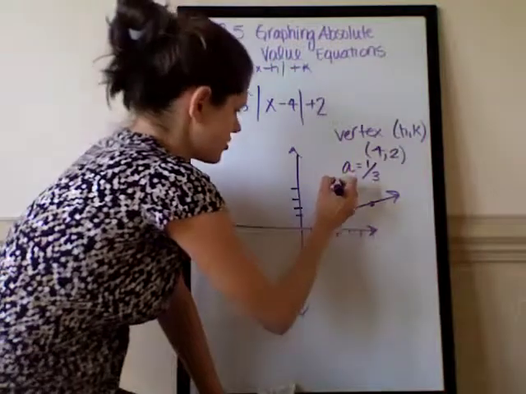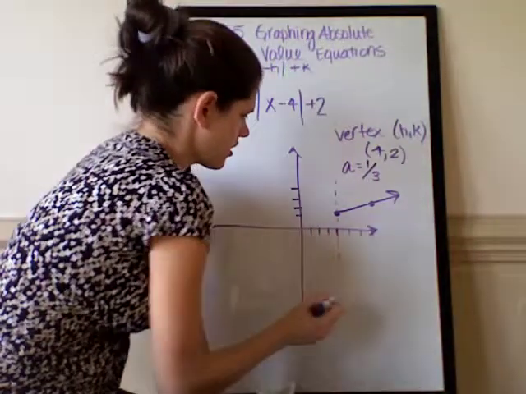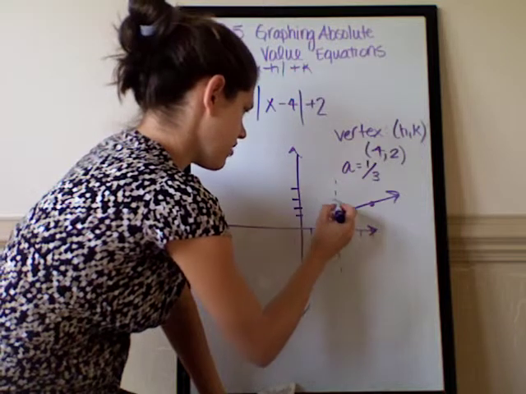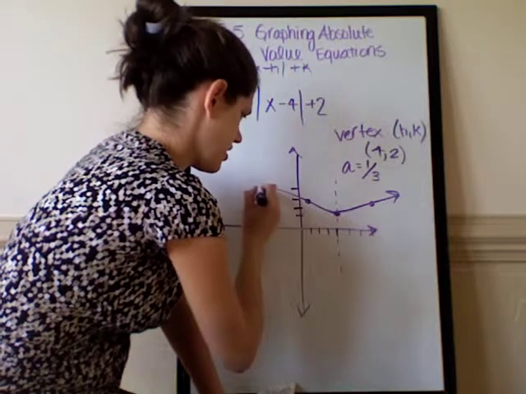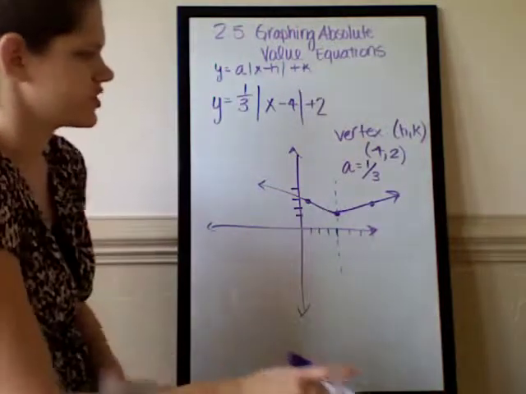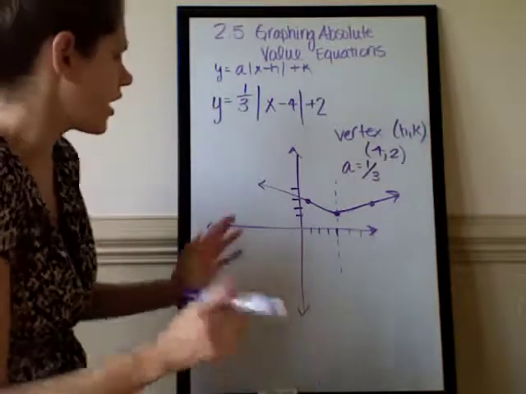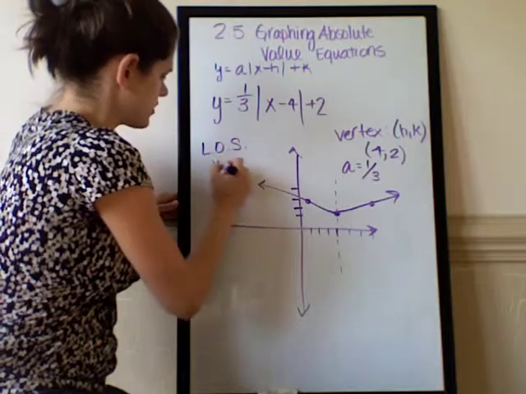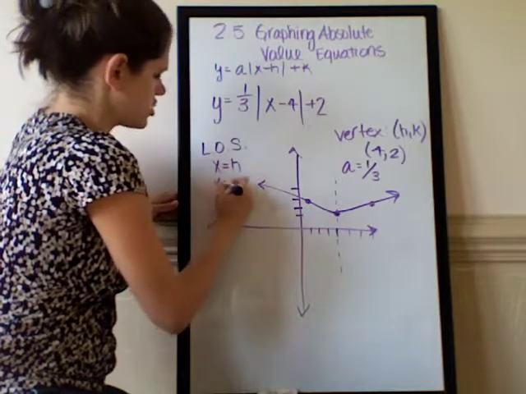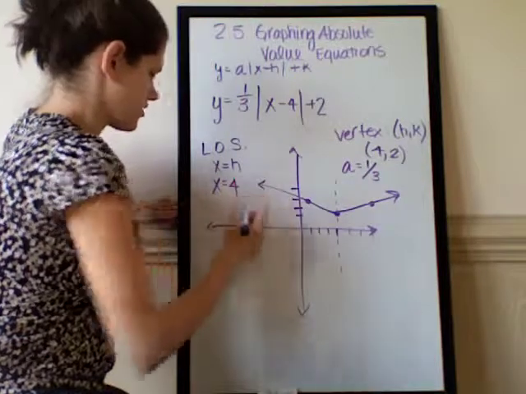Alright, line of symmetry is occurring right there, which means on this side I'm going to go up 1 over 3. And there's the mirrored side. So there's my V, it's much wider. Line of symmetry, x equals h, which h in this case is 4. So x equals 4.